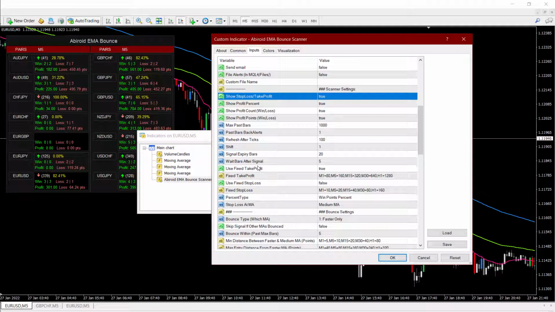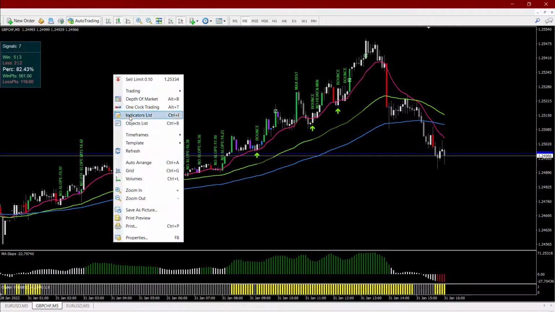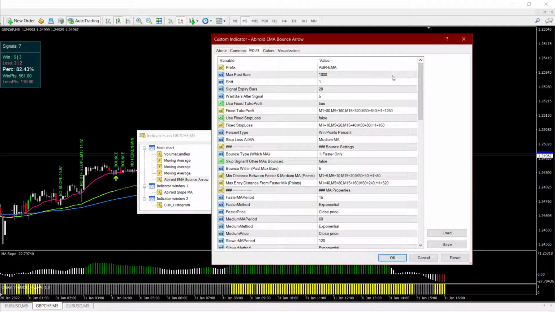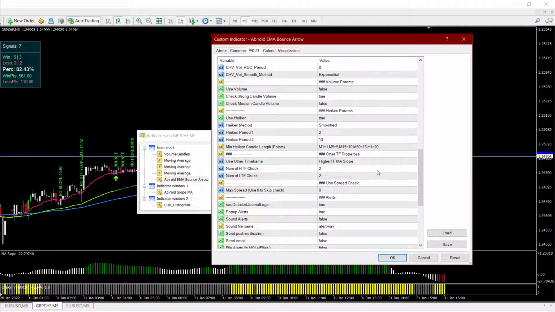But as for adding new features, I won't be able to do that because this particular scanner calls the arrows indicator using iCustom, and the limitation is that iCustom can only have 64 settings, and currently our arrows indicator has more than 64 settings, which is why adding anything new is not possible.